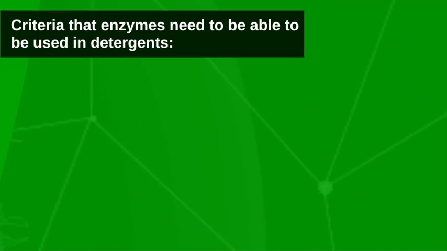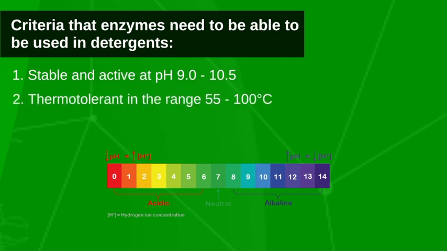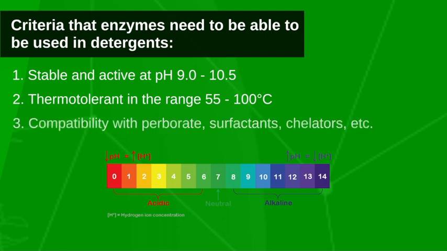But what are the required properties of an enzyme? There are 3 criteria that an enzyme must meet to be used in a detergent. Firstly, it must be stable and active at pHs 9 to 10.5. Secondly, it must be thermotolerant in the range from 55 to 100 degrees Celsius. And thirdly, it must be compatible with perborate, surfactants, chelators, etc.